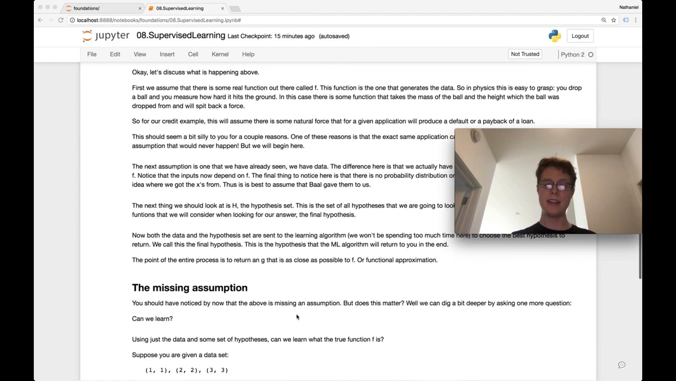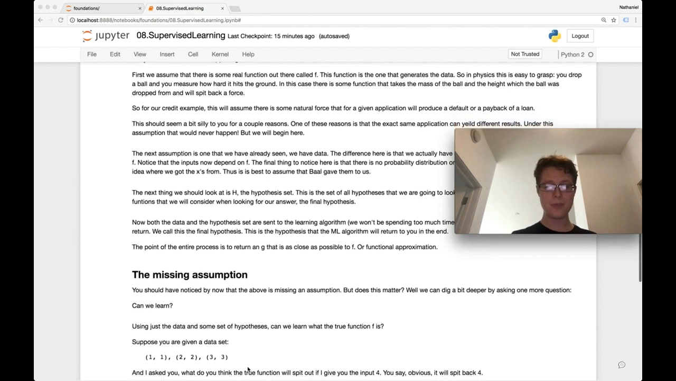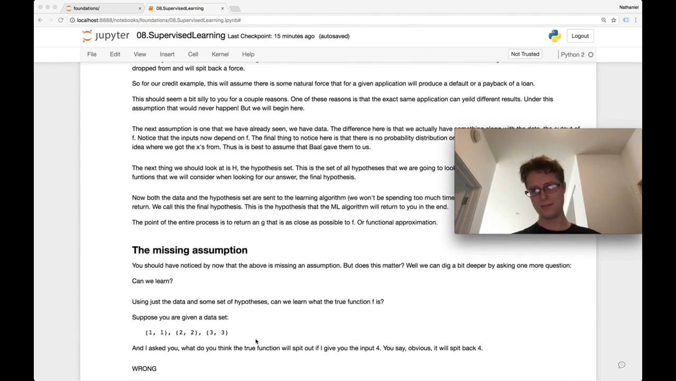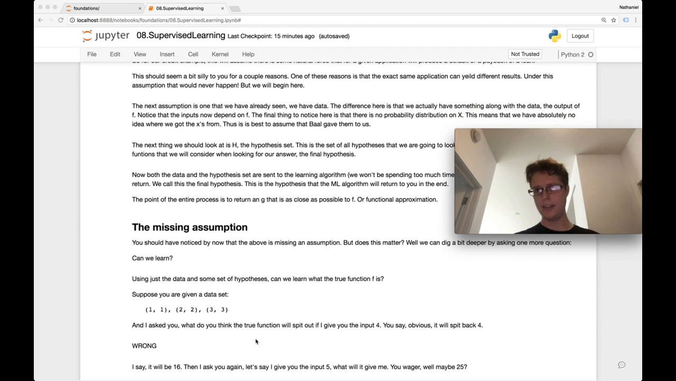So suppose we're given this data set. We see 1, it goes to 1. We see 2, it goes to 2. We see 3, it goes to 3. Okay, so let's use the complicated human instrument called the brain in order to figure out what a good hypothesis would be. I ask you, what do you think the target function would spit out if I gave you the input 4? And you say, well, totally obvious, 4, right? It's just the identity function. I'm like, wrong. Of course it will be 16.